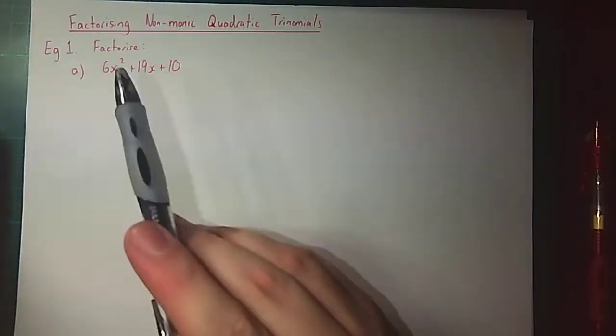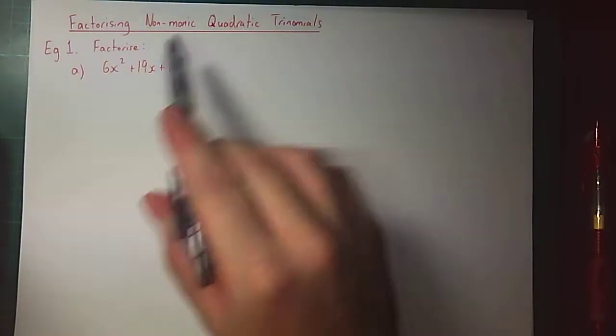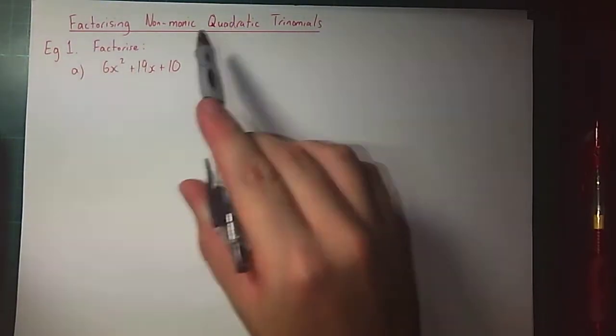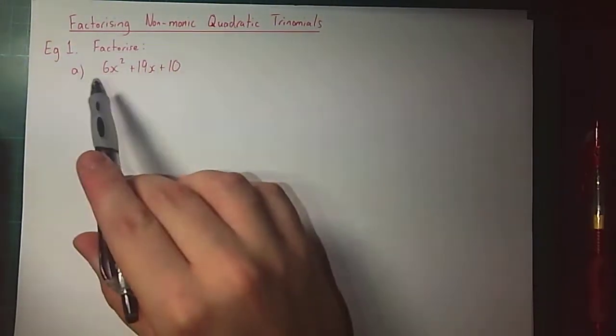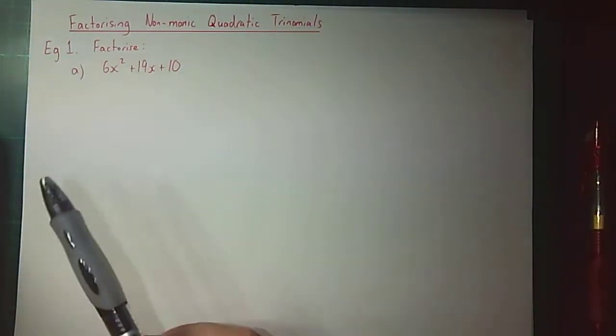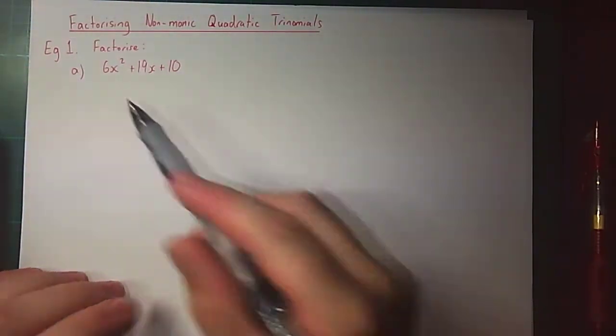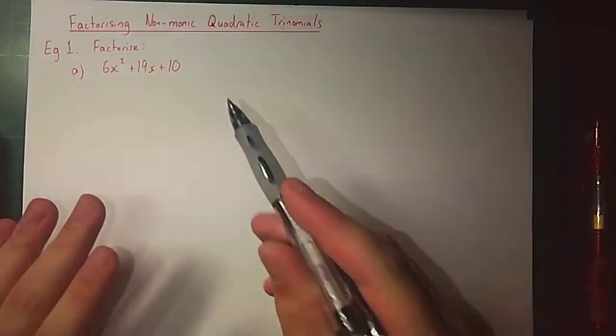We're going to be looking at factorising non-monic quadratic trinomials. So that's when you've got a quadratic, so that's going to be an x squared. Trinomial, you've got three things, and non-monic means that the number in front of the x squared is not going to be 1. So we're going to look at this the same way we've been looking at monic quadratic trinomials.